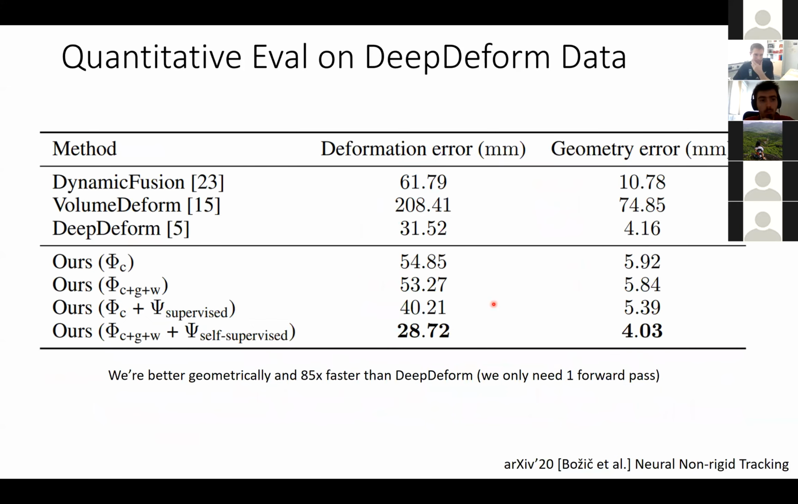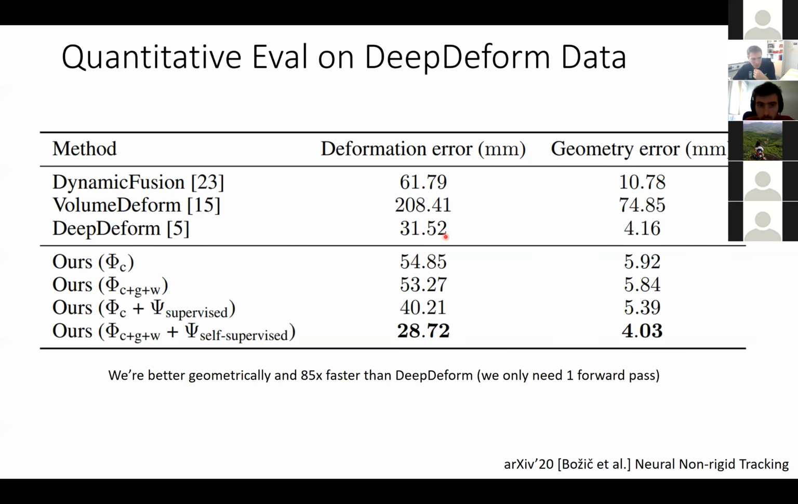We also compared against the previous models. These are the two handcrafted ones, dynamic fusion and volume deform. Again, our implementation of dynamic fusion is significantly better than the volume deform one, but this is an implementation detail. We just wanted to show that our dynamic fusion implementation is actually pretty good. I would say it's probably better than the original one, but it's a bit slower. So if you're using all of the stuff together, we're massively better than the dynamic fusion one.